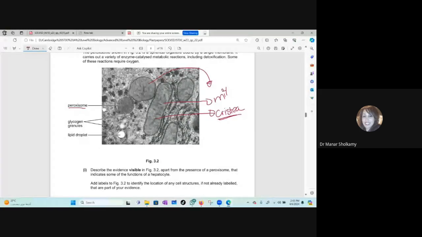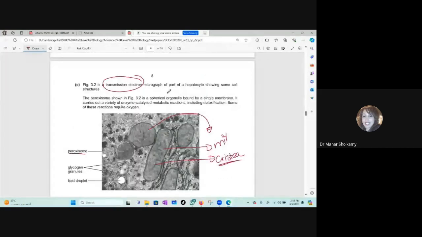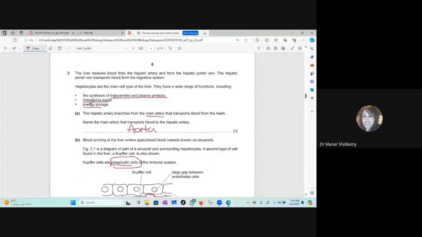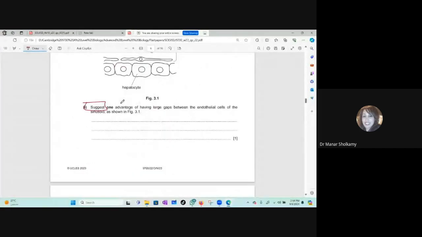So they want you to label organelles and discuss their function in the peroxisome. They told us that the peroxisome has several functions. It carries out a variety of enzyme-catalyzed metabolic reactions, including detoxification, and some of these reactions require oxygen. And before all that, they gave us a list of the functions of the liver cells: the synthesis of triglycerides and plasma proteins, and breaking down waste and storing energy. So we want to label everything here and discuss its function.